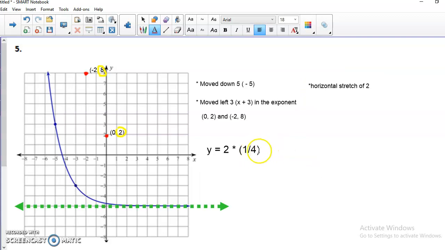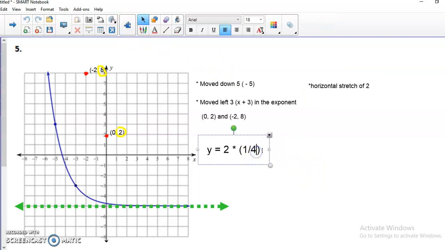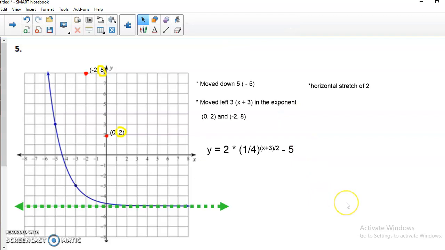So let's put our exponent in there then. I said I was moving left 3, so I have to have x plus 3. And because I'm doing a horizontal stretch of 2, it's getting wider by 2. That's like multiplying by 1/2 or dividing by 2, however you want to write it. Again, you could put a 1/2 out front or divide by 2 like I just did. I just like it better like that. And then since I moved down 5, remember that's a -5 at the very end. So this entire thing is your equation.